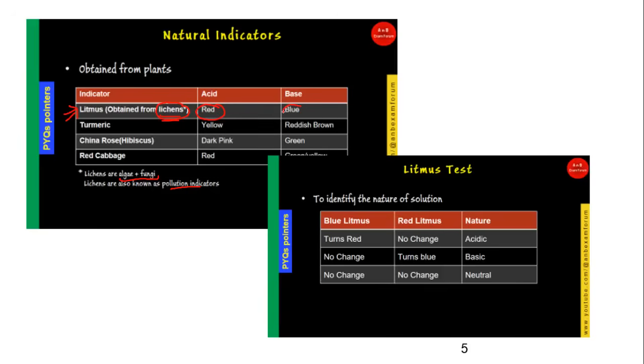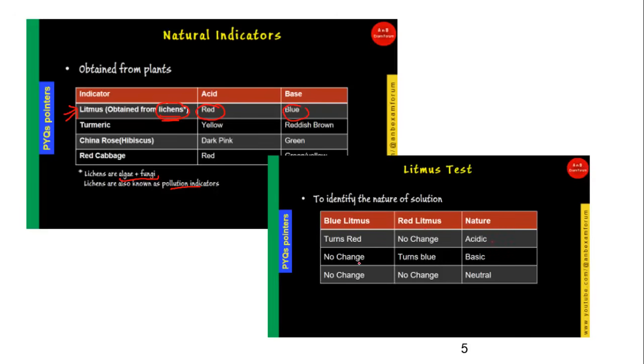When it turns blue, it is base. And litmus test, as I told you, is used to identify the nature of a solution. So when blue litmus turns red, it means it is acid. Okay, if blue litmus turns red, it means it is acidic.